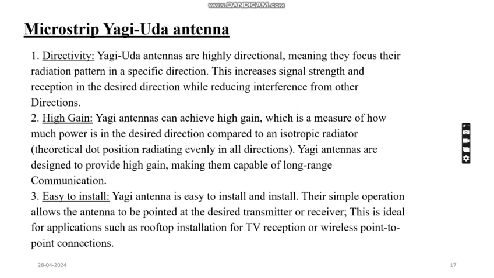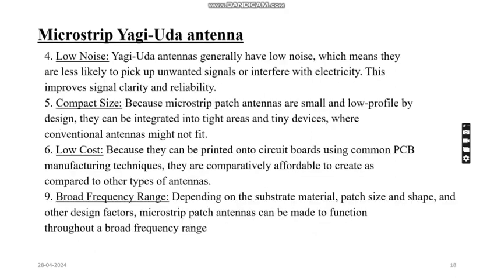Well, Yagi-Uda antennas are designed to provide a high gain, making them capable of long range communication. That is why we choose Yagi-Uda for long range communication with improved high gain. Well, it is easy to install. The Yagi-Uda antenna is very simple and easy to install. There is no complexity to it. This simple operation allows the antenna to point at a desired transmitter or receiver. This is ideal for applications such as rooftop installation, TV reception, or wireless point-to-point communication.